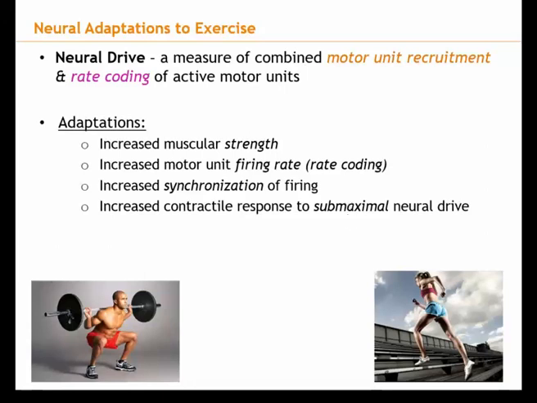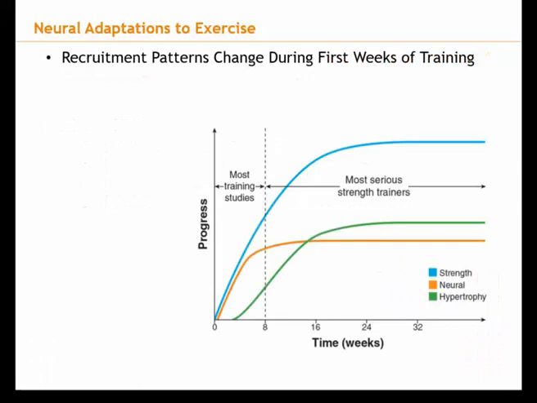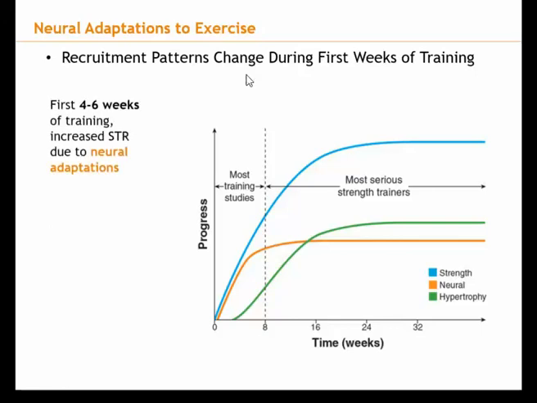Let's look at the time course of change. So how long does it take to see these changes? Okay, so first we see, in the first 4 to 6 weeks of training, an increase in strength. We're getting stronger, but what does that do to neural mechanisms? So let's look at this picture here. This is our progress, and it's looking at both strength and hypertrophy. So growing our muscles and getting stronger.